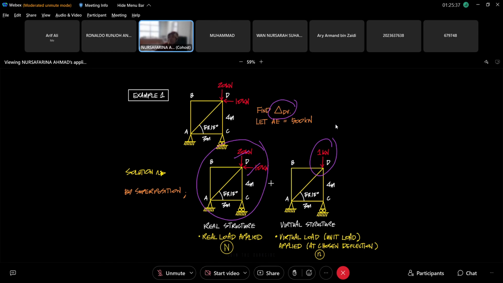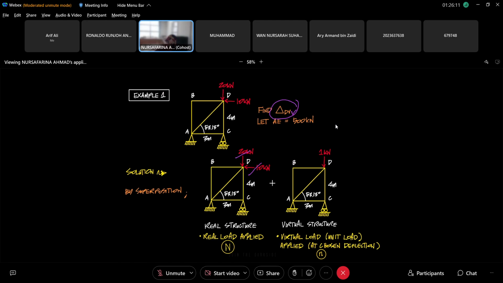So if it is stated vertically, it means 1 kilonewton vertically, not horizontal. If they ask for horizontal, you have to apply it horizontally. If they ask to find deflection at D, we will have two: deflection horizontal and vertical. So you will have two virtual structures. You cannot put 1 kilonewton here. No, you cannot.